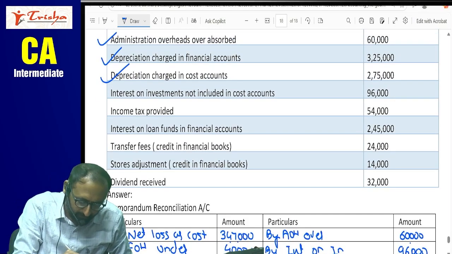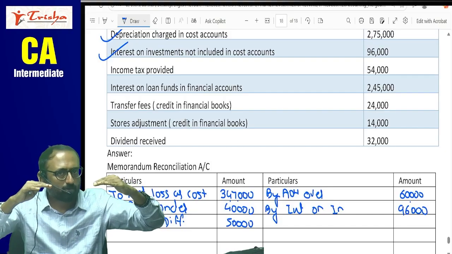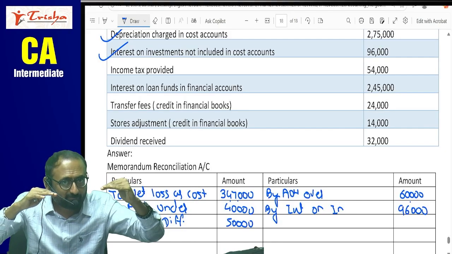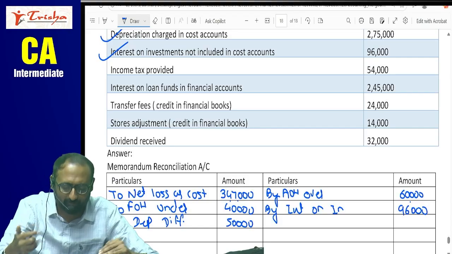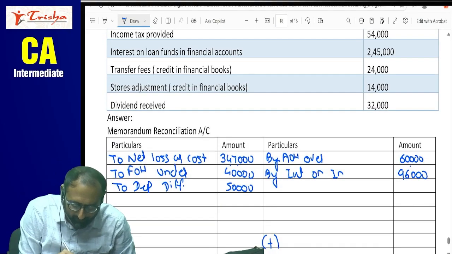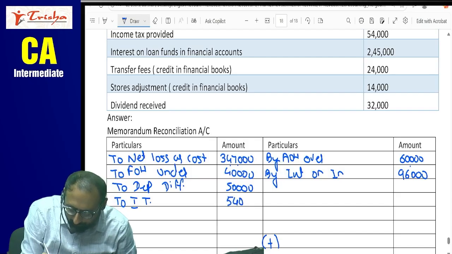Yes, sir. Income tax provided. Sir, income tax will be provided only in finance. Because of that income tax, profit under finance will be less. Costing profit will be more. From costing, you are going to the finance, you'll have to deduct that. Is it 54,000? 54,000. Done, sir.